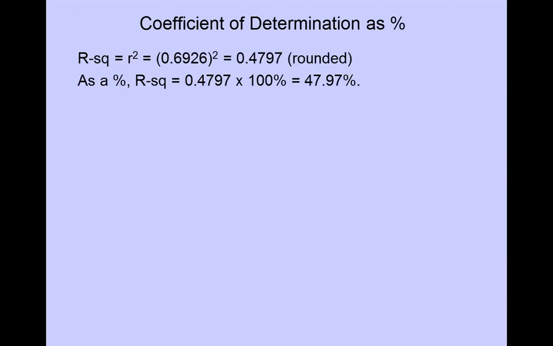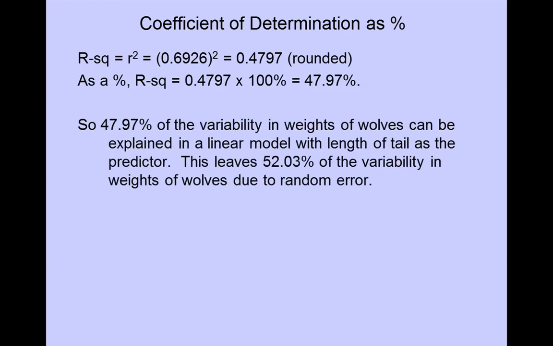Now, if we go back and write the coefficient of determination as a percentage, we still take the R value and square it, but now we're going to multiply that 0.4797 by 100 and make that 47.97%. The interpretations will look the same, just with percentages instead of decimals now. So we would say 47.97% of the variability in weights of wolves can be explained in a linear model with length of tail as the predictor. And this leaves 52.03% of that variability in weights of wolves due to random error.